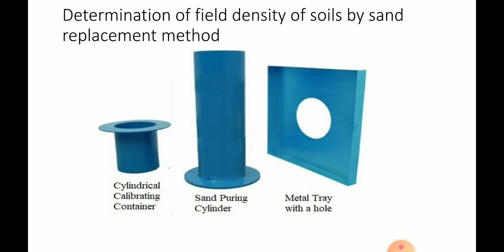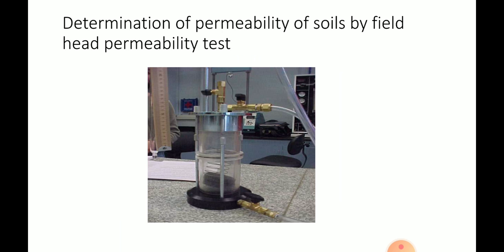Next is determination of field density of soil by sand replacement method. The main apparatus used are a cylindrical calibrating container, sand pouring cylinder, and metal tray with a hole. Next is determination of permeability of soil by variable head permeability test. This is the apparatus used for determining the permeability of soil.